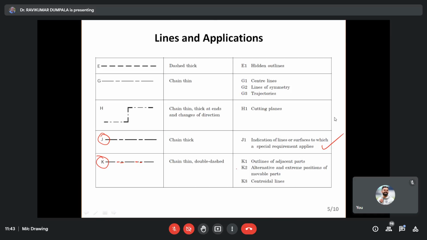suppose the lever is there in a machine. Lever position can be at different positions, right? Depends upon where you oscillate. So to tell that this lever will be at any place, they use this figure. I'm going to show you some drawing where you get some clear idea. You remember that K2 is alternative and extreme positions of movable parts. Centroidal lines also have the same symbol.